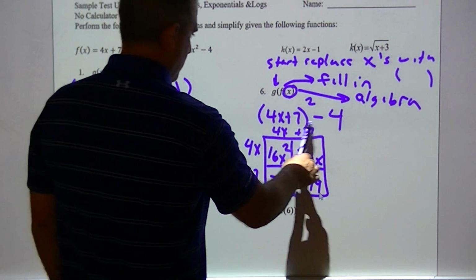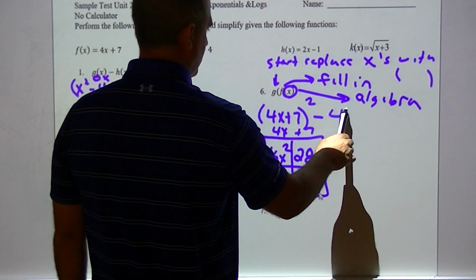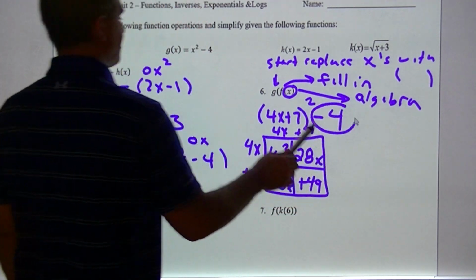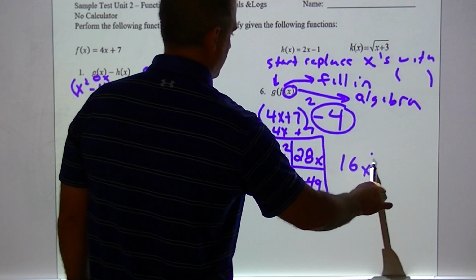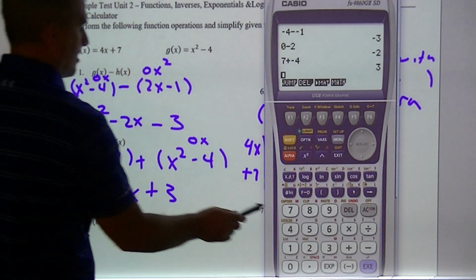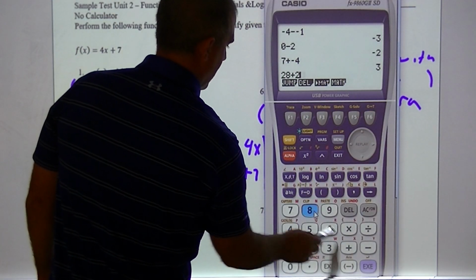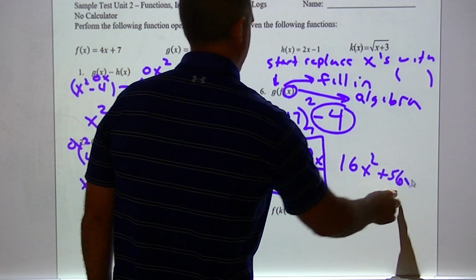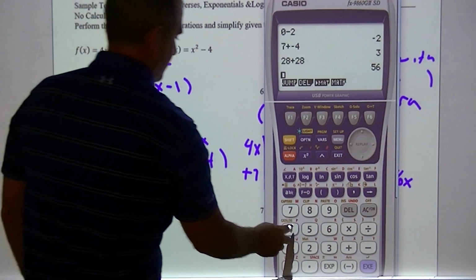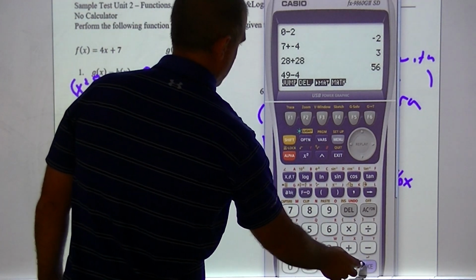Now, what you're going to do is combine all the like terms, including this one right here. So there is the 16x squared. There's another x squared term, so I got that. 28 plus 28 is 56x. And 49 minus 4 is 45.